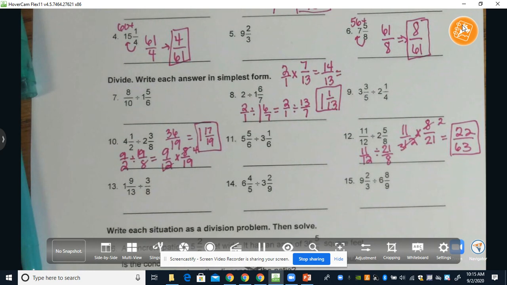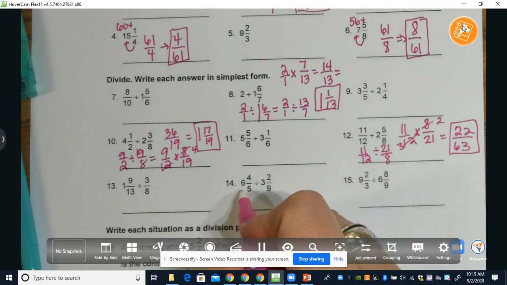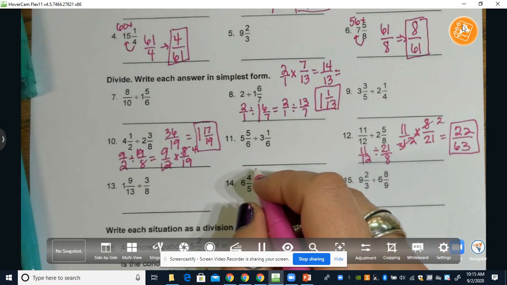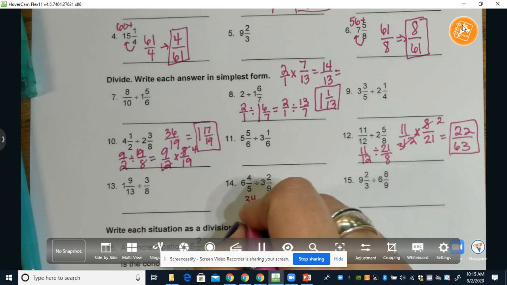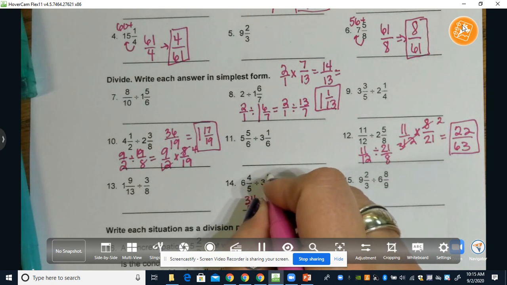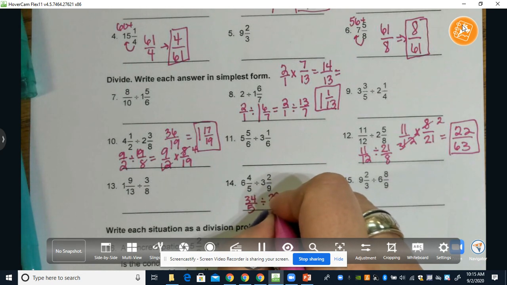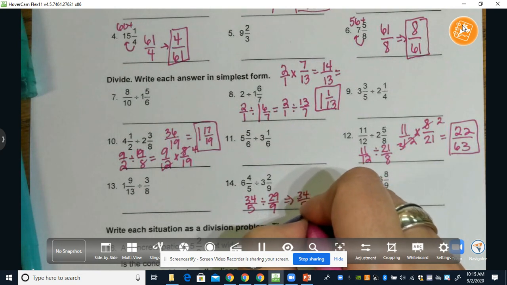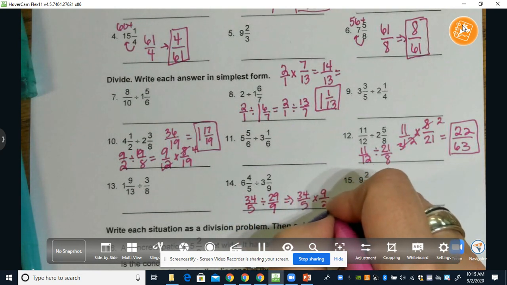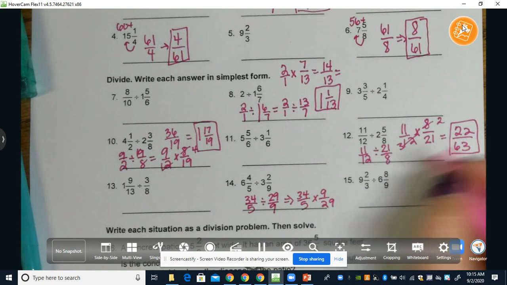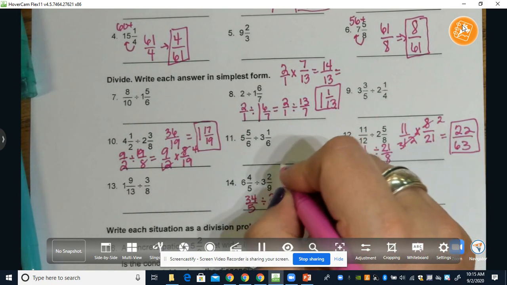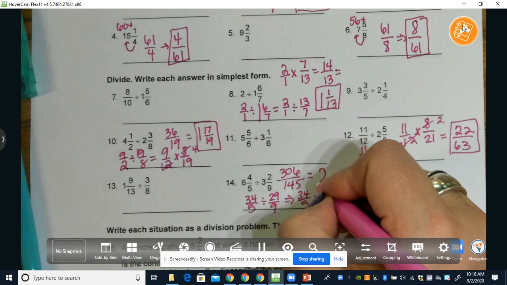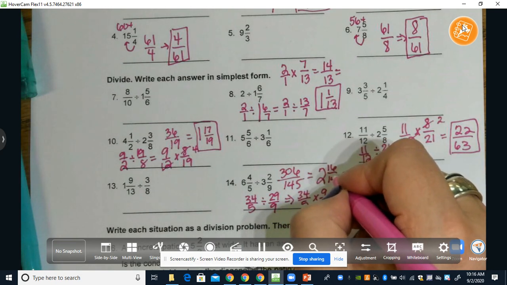And finally, number 14, I got to change them into improper fractions. So that's 30, 34, 34 over 5 divided by 27, 28, 29, 29 over 9. Keep, change, flip, 34 over 5 times 9 over 29. I can't simplify, so I multiply straight across, and I get 306 over 145, which gives me 2 and 16 over 145.